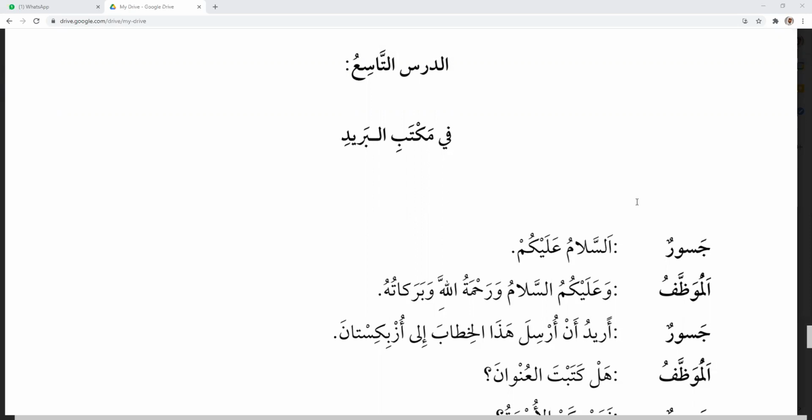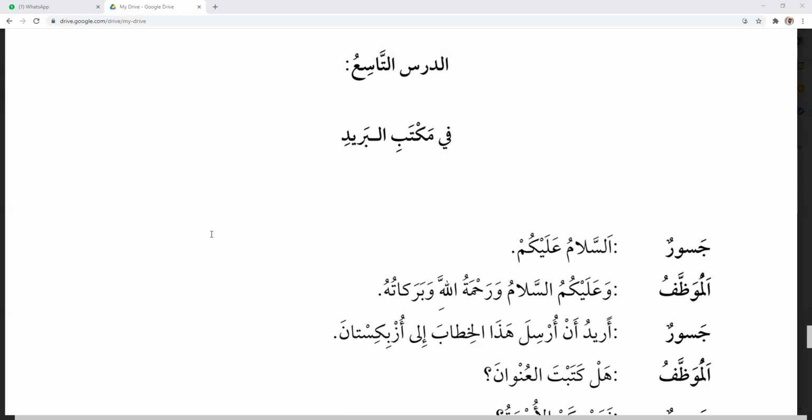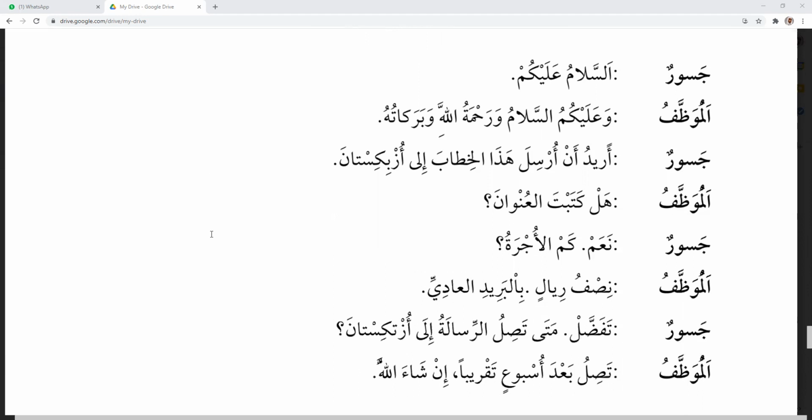To be more precise, البريد is like the mail and maktaba is that in the office. Right, so in the post office. So teaching you some conversations, some expressions, some common terms which you might use if you were to visit a post office. I'll be Jasur.